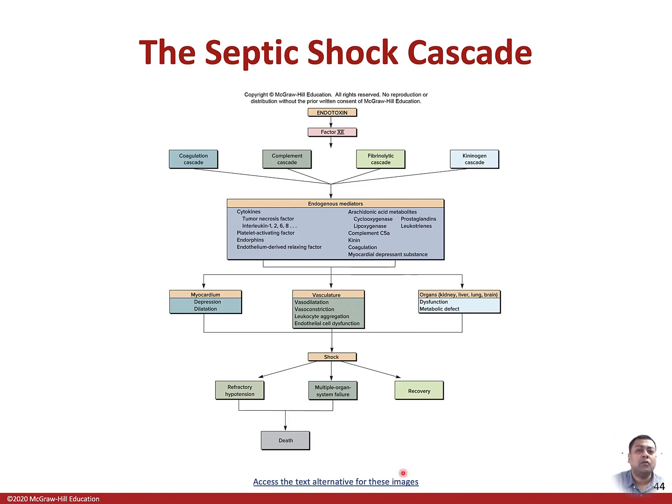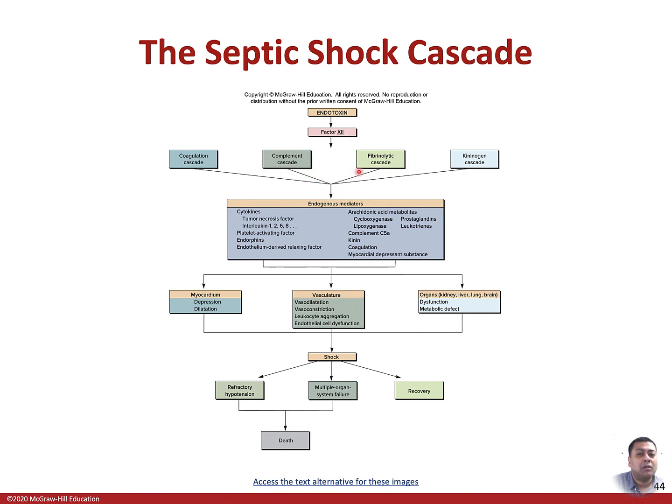So here we are looking at a septic shock cascade, which can happen when endotoxin leads to factor 12, and this factor 12 can do different types of things. It can lead to the coagulation cascade, which is released. It can also trigger the complement cascade. This complement cascade is essentially another serum protein, which is responsible for the immunogenicity. So that will be triggered.